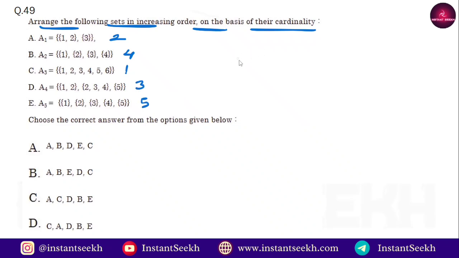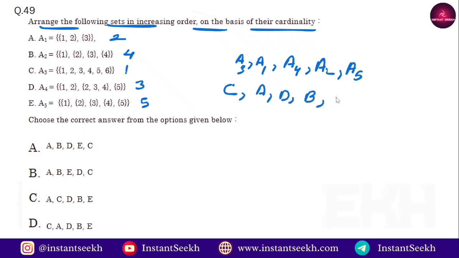So what will be the correct sequence? That will be A3, A1, then your A4, then your A2, and then your A5. And what will be the sequence? A3 is C, A1 is A, A4 is D, A2 is B, and your A5 is E. So this will be the increasing order on the basis of cardinality.